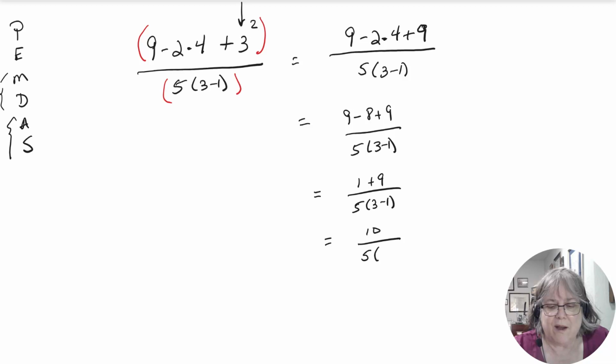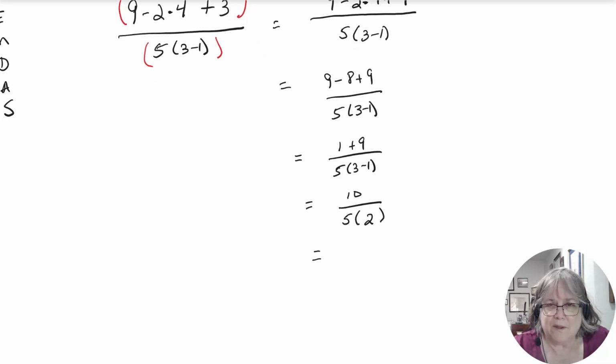And you would say, oh, I have parentheses. Inside the parentheses, 3 minus 1 is the only thing to do, so I'm going to do that. Then I've accomplished the goal of the parentheses, except it also wants you to multiply. So you'd have 10 over 10, which is 1.